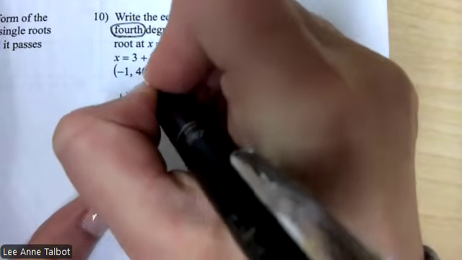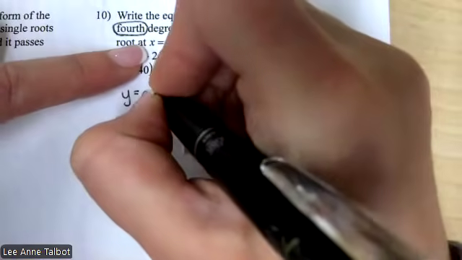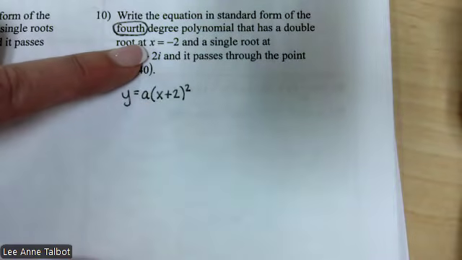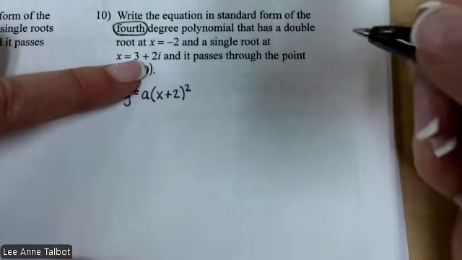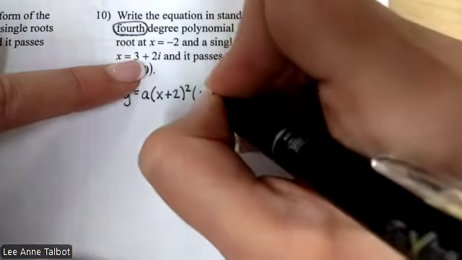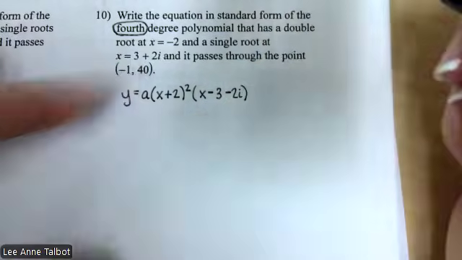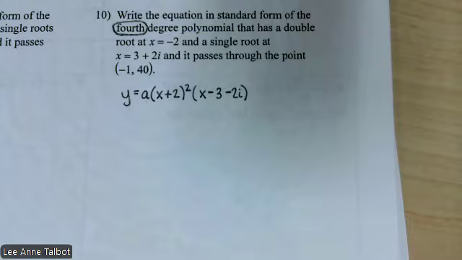Okay, so y equals a, double root at x equals -2, so that's x plus 2 squared. And a single root at this, so that's x minus 3 minus 2i. Okay, real quick. Does that make sense so far? So I did the x in the front and then switch the sign. Okay, however, there's 2 things here that should be hinting to you that this is not all the way done.